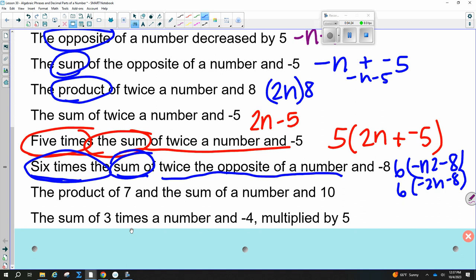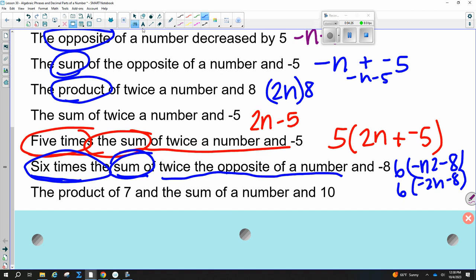All right. Wow, we still have a lot of these. All right, I'm running out of spaces. The product of 7 and the sum of a number and 10. What do you think, Mila? Yes. Okay. So we're multiplying, product is multiply 7 and the sum. So 7 times the sum of that.